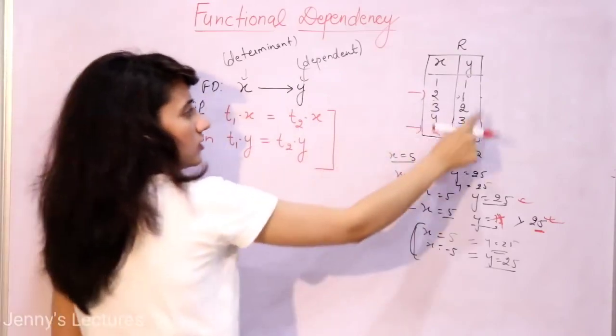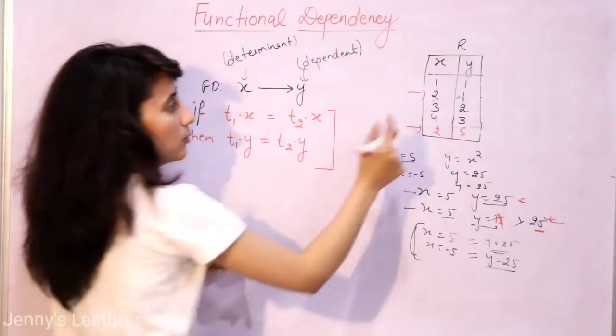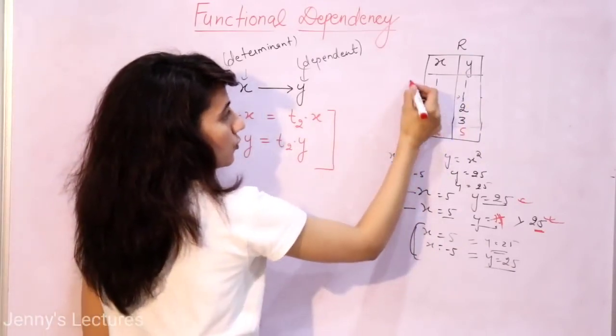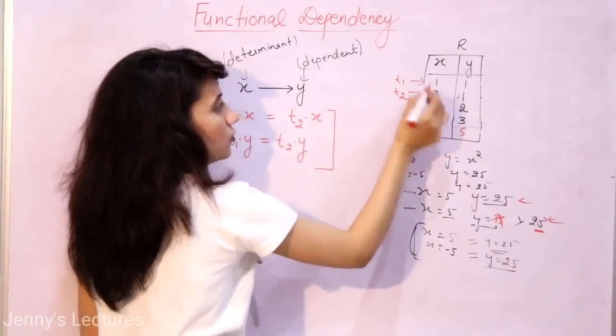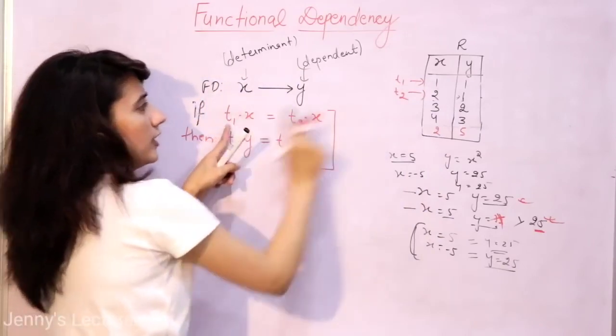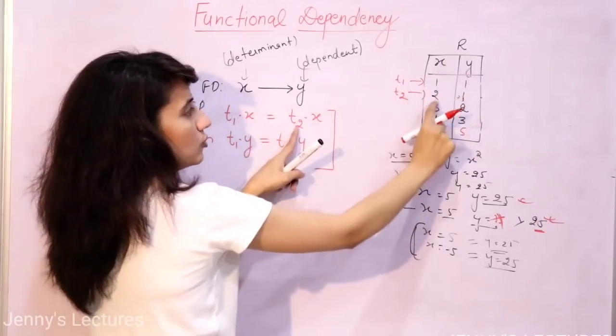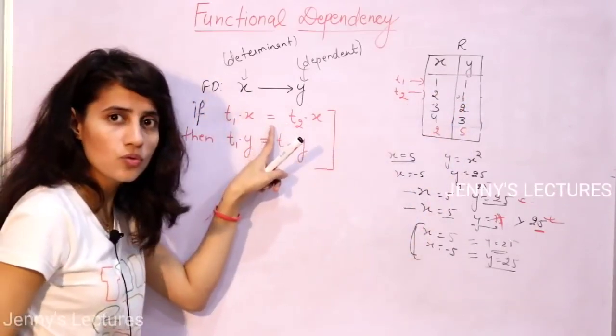Now here check, if this is the table, then I am taking any two tuples. Suppose I am taking this tuple first of all, t1 and t2, right? Now check, if t1 dot x is 1, t2 dot x is 2. Is this true? No.